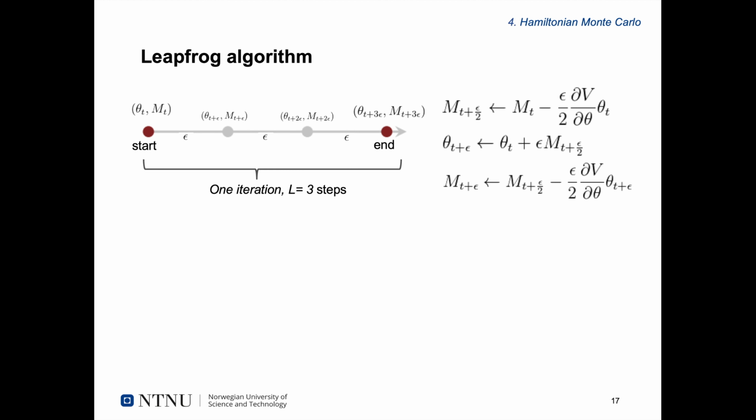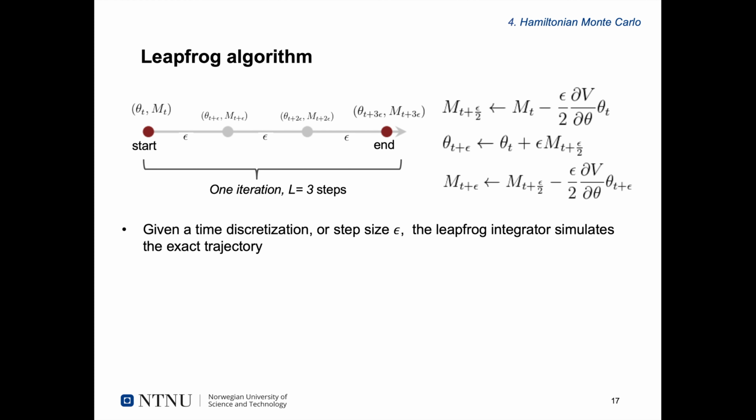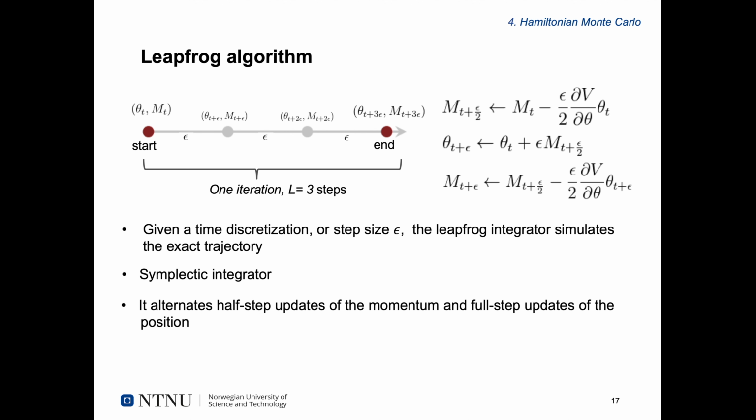Note that we only keep samples at the start and end of each iteration, which consists of L steps, and in this case, L is equal to 3. By repeating the process iteratively, we are able to approximate the exact trajectory. Thus, it is one of the so-called symplectic integrators. We should remember that the leapfrog integrator alternates half-step updates of the momentum and full-step updates of the precision.